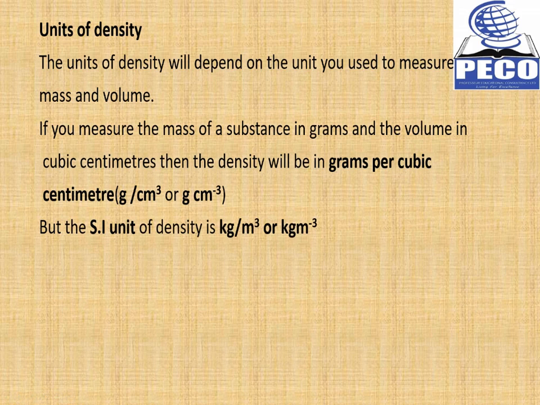But what is the SI unit? The SI unit, or the standard international unit of density, is kilogram per cubic meter. Of course, the SI unit of mass is kilogram and the SI unit of volume is meters cubed. So kilogram per cubic meter, written like this or like this one here. And that is the SI unit of density.